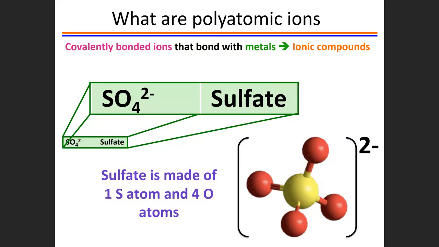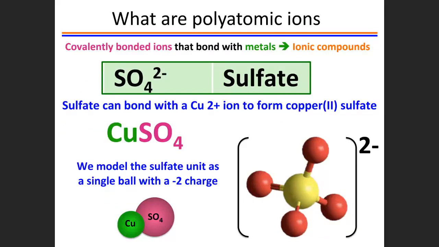Now, covalently bonded ions that bond with metal. See, sulfate, this is SO4. They are bonded by covalent bonds, one sulfur and four oxygen atoms. See the ionic bond. See the copper sulfate. That's what we are now talking about here.